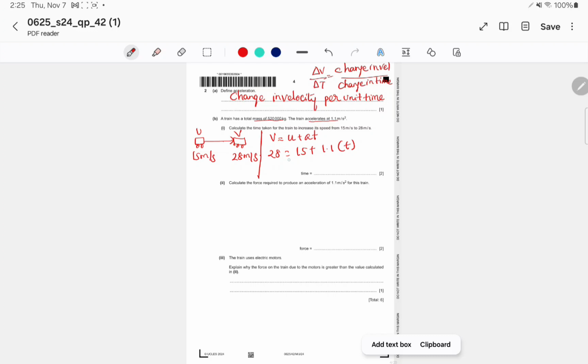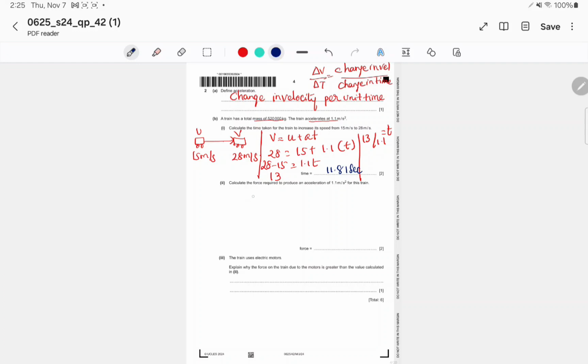Okay, v is equal to u plus at. This is the formula I am applying. So 28 minus 15 equals 1.1 t. So this is 13. Now 13 divided by 1.1 equals the time taken, which is 11.18 seconds. It is 11.18 seconds. Okay, next question.